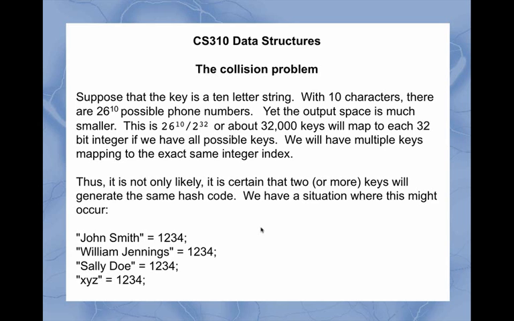So you have a situation where you might have something like this. You have as a key John Smith and you get the integer 1234. And then you use William Jennings and you also get 1234. You have Sally Doe and that generates 1234. Or even just XYZ and that also generates 1234. Not only is this possible, but it's certain that it will occur. Collisions always occur. This is the difficulty that we have with hash functions. We are going to have duplicate indices that show up or duplicate hash codes. And we're going to have to deal with this situation in some fashion.